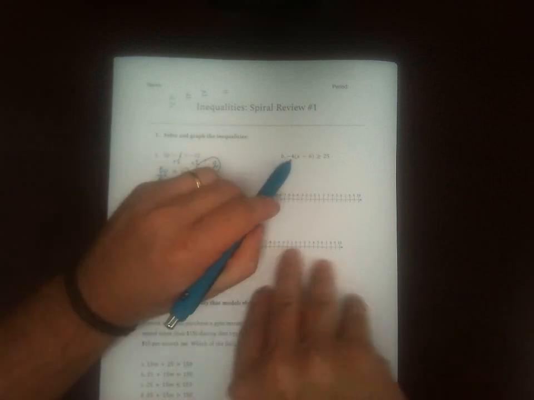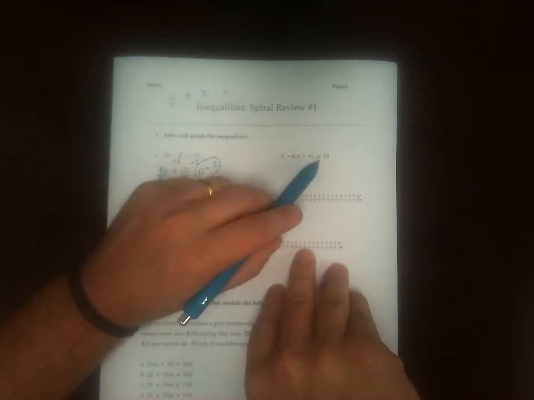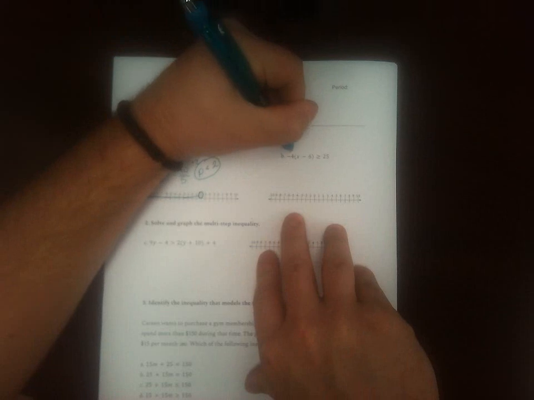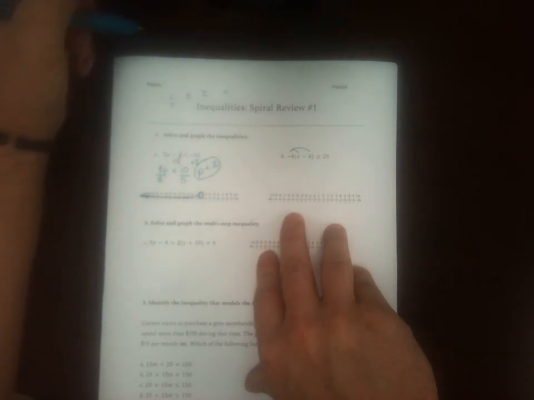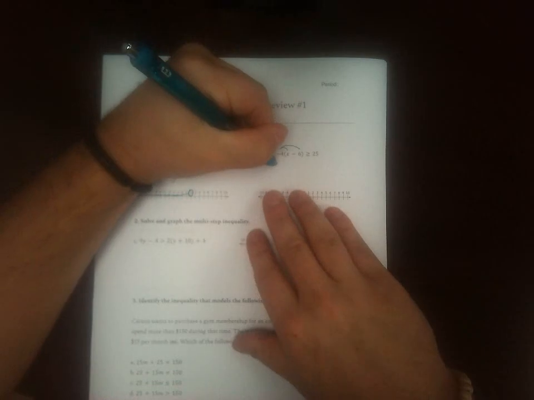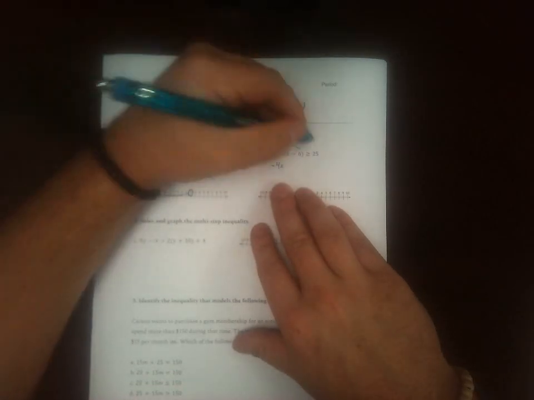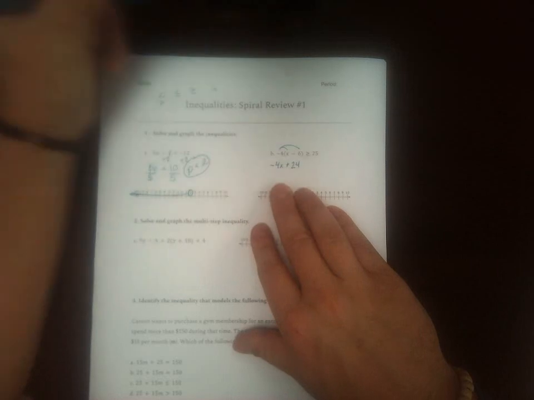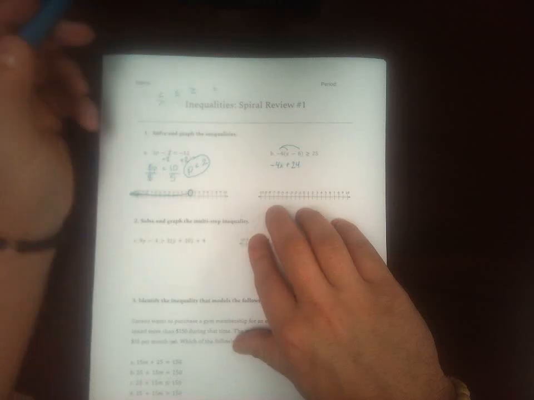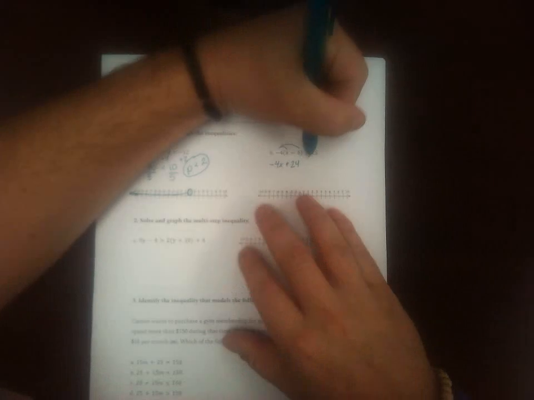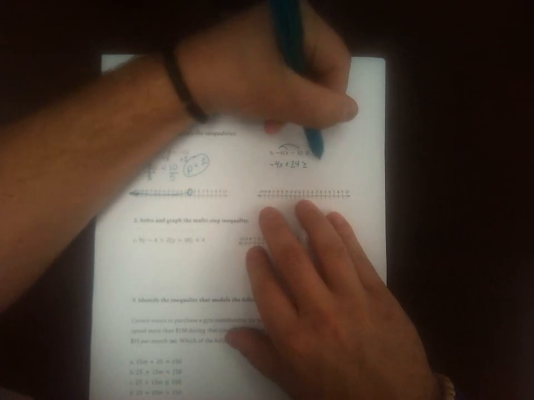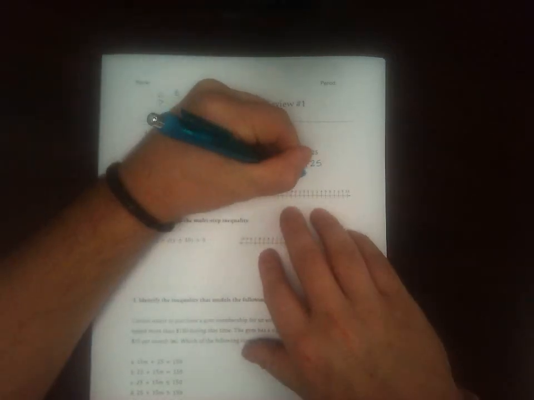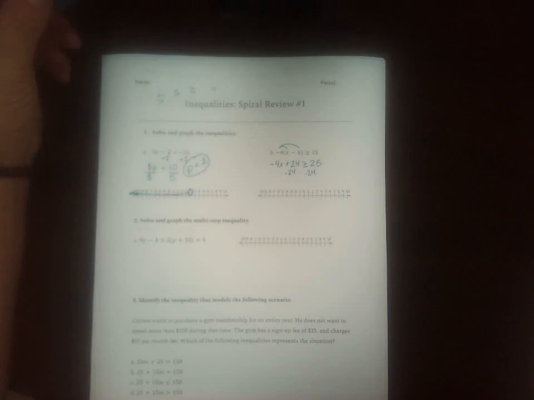So negative 4 times x minus 6 is greater than or equal to 25. Well, what I would do first here is just distribute. Because again, solve these just like equations. So we get negative 4x. Now this is going to be plus 24, right? Because negative times negative is positive. Let's keep remembering that. Now that whole thing is greater than or equal to 25. And now, just like an equation, what we would do is we would subtract 24. Okay?